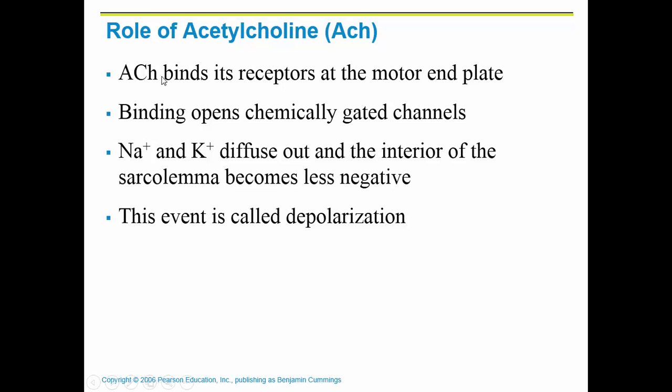Now, acetylcholine is very important. It's a neurotransmitter. We have many neurotransmitters in our bodies because each neuron is communicating with different organs and each other. But the specific neurotransmitter for muscle contraction is acetylcholine. And it's going to bind to the receptors, as I said before, on the motor end plate. That's the portion on the sarcolemma that has the receptors.